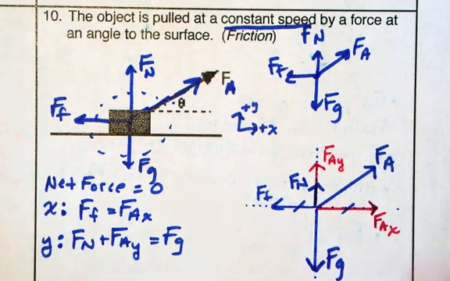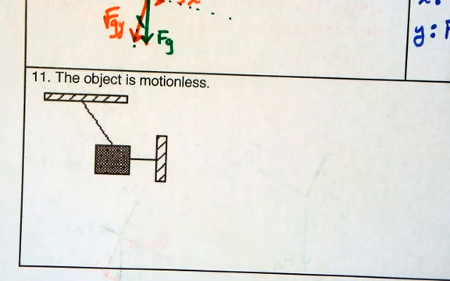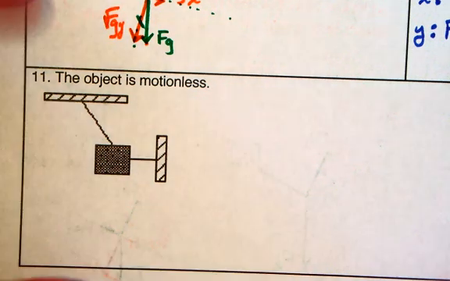Okay. Last example. All right, what do we know about this problem that's going to be really helpful? We know that this is motionless.